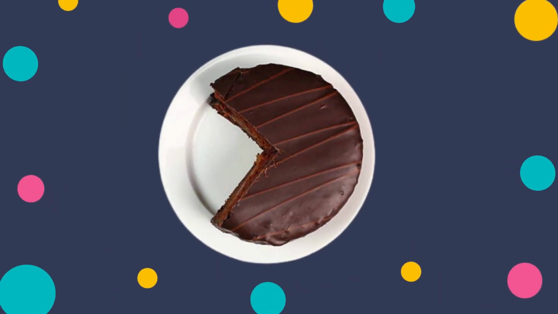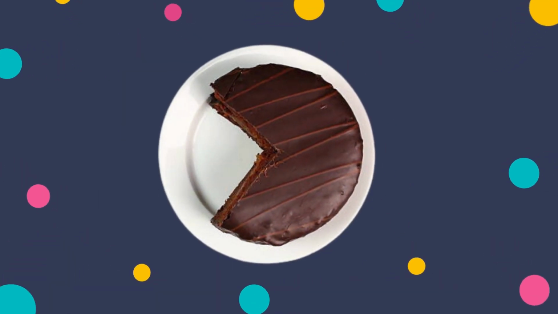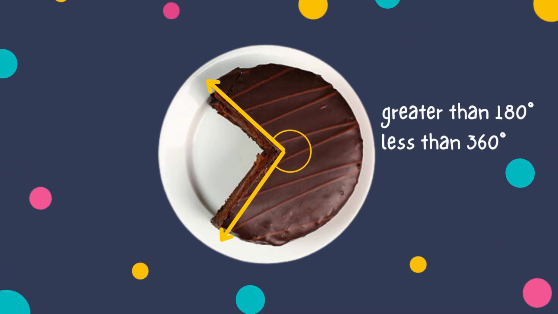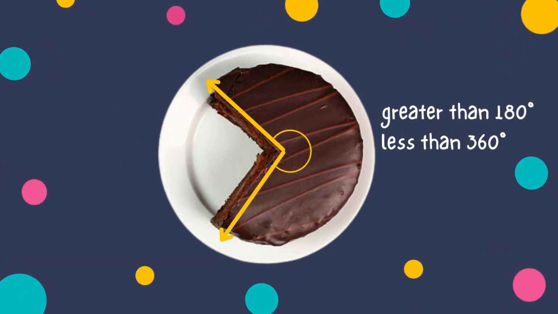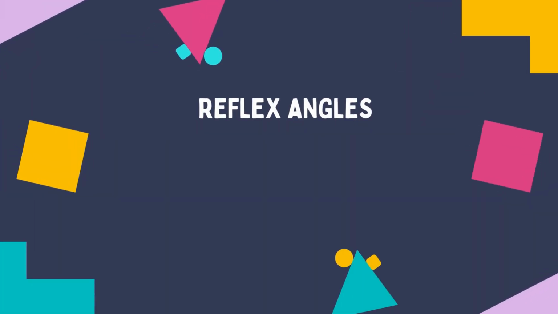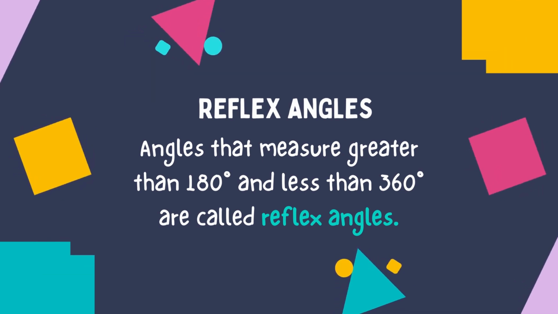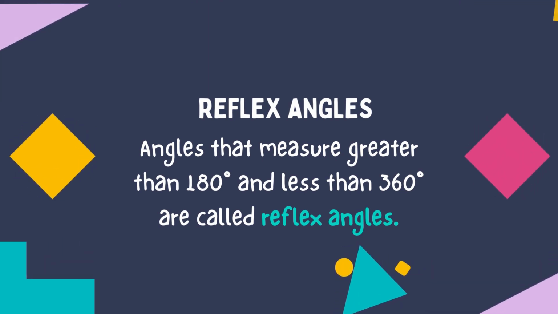Let's stop at 4. Take a look at this delicious cake with a slice missing and think about the part of the cake that is left. We can see that the sides of the cut part of the cake can form the rays of an angle. Thinking about the part of the cake that's left, we see that the angle formed is greater than 180 degrees, but less than a complete angle of 360 degrees. Angles that measure greater than 180 degrees, but less than 360 degrees, are called reflex angles.